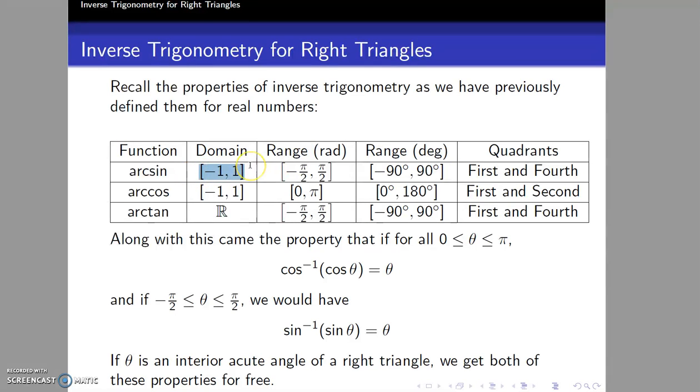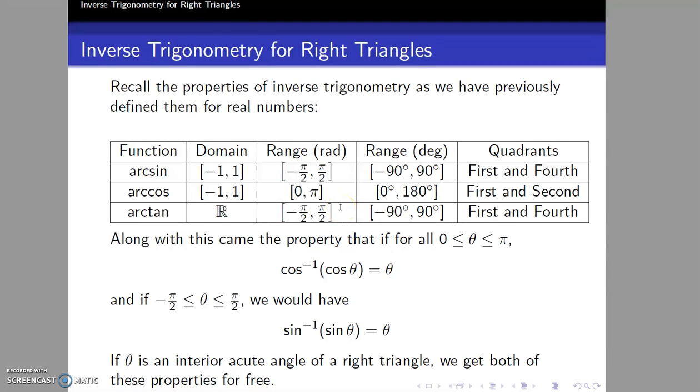So if we had asked what the arcsine of a half was, it would give us the angle measure between plus or minus 90 degrees whose sine was 1/2. And similarly, for arccosine, the outputs go anywhere between 0 and 180 degrees, anything in the first or second quadrants. And arctangent actually has no restriction on the domain, but the range is again restricted to plus or minus 90 degrees.